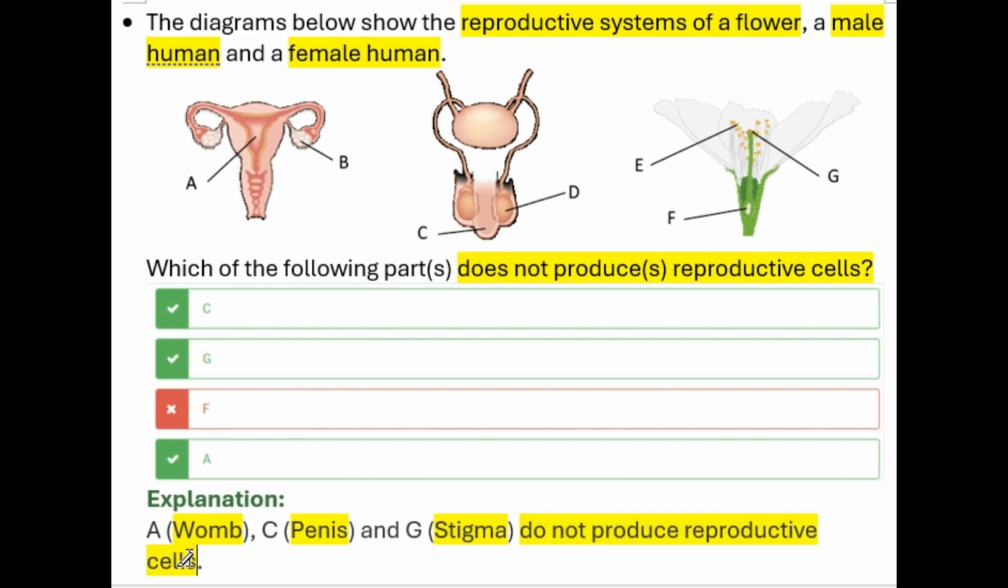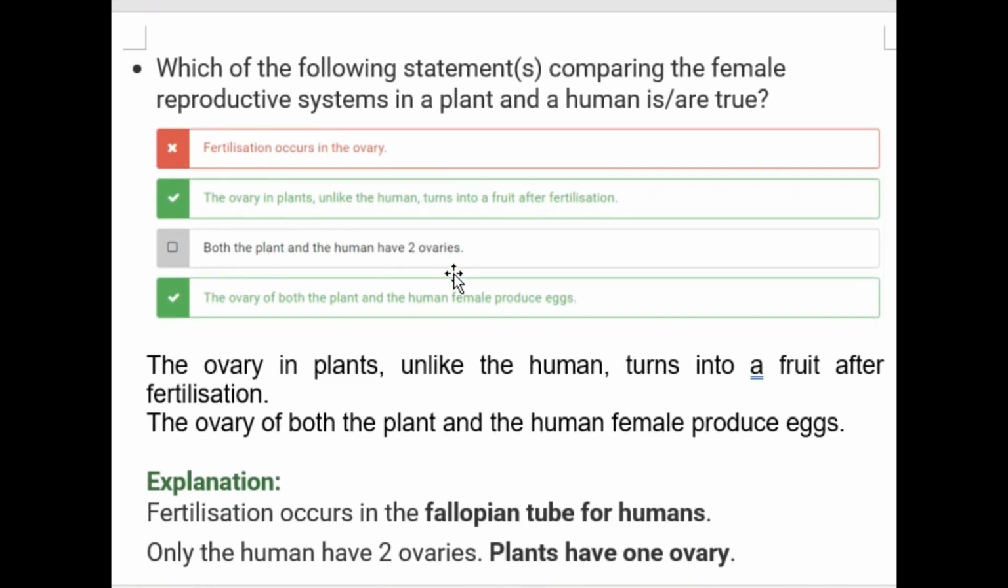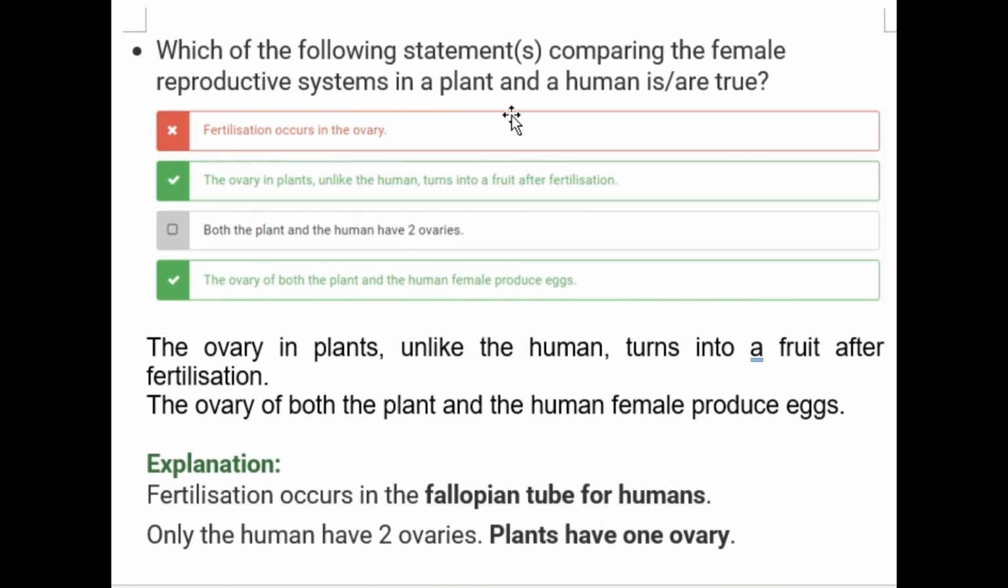Which of the following statements comparing the female reproductive systems in a plant and a human are true? The ovary in plants, unlike the human, turns into a fruit after fertilization. The ovary of both the plant and the human female produce eggs. Explanation.